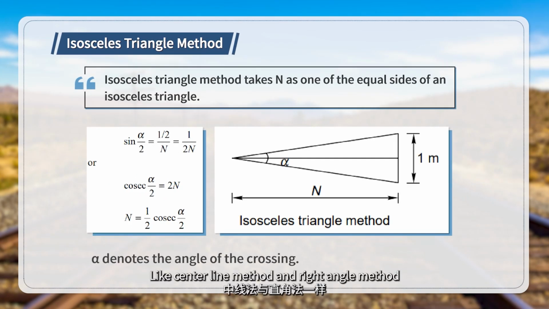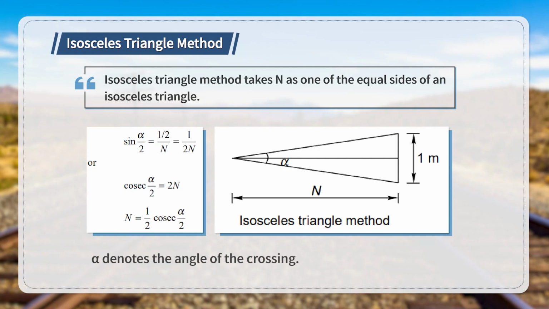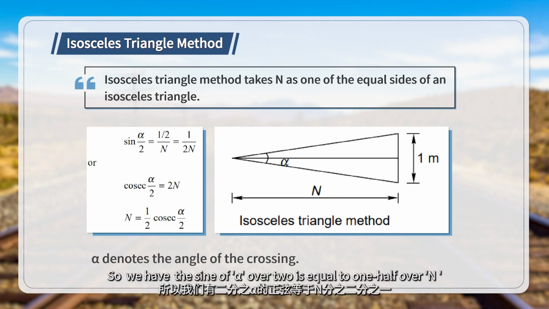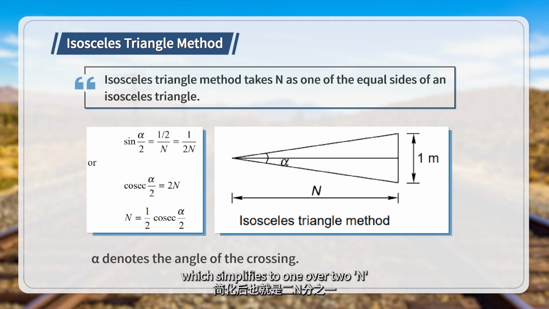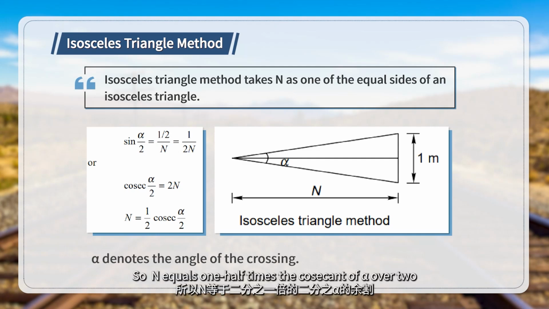Like the centerline method and right angle method, in this method, alpha still denotes the angle of the crossing, but n here is taken as one of the equal sides of the isosceles triangle. So we have the sine of alpha over 2 is equal to 1/2 over n, which simplifies to 1 over 2n. It can also be transformed into the cosecant of alpha over 2 equals 2 times n. So n equals 1/2 times the cosecant of alpha over 2.